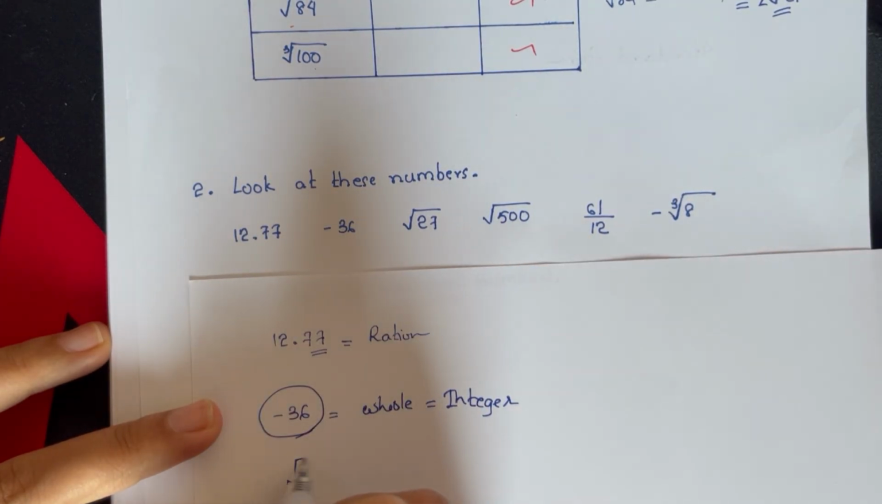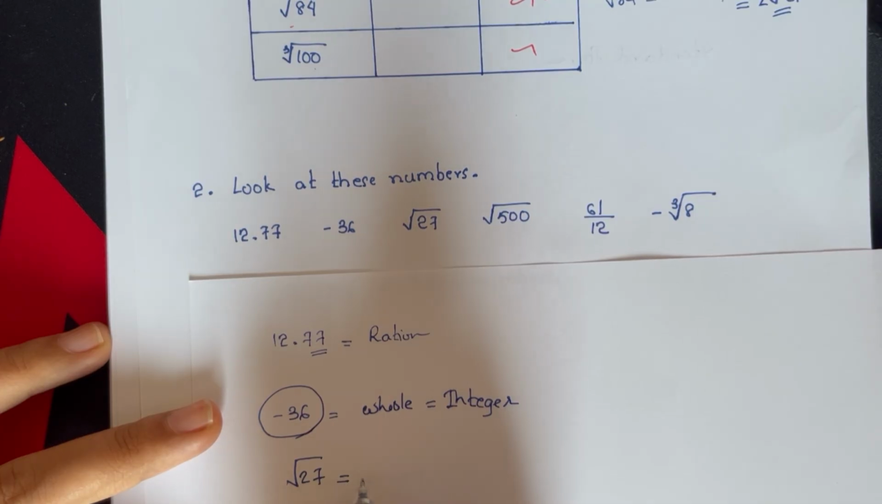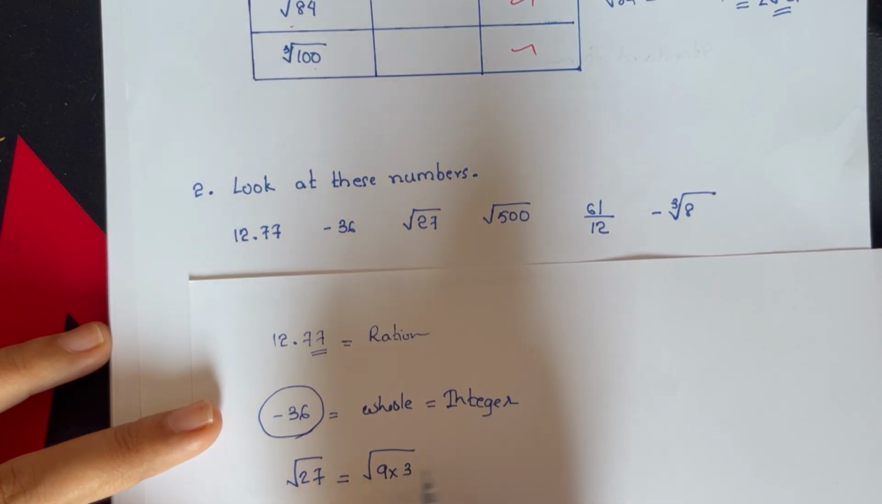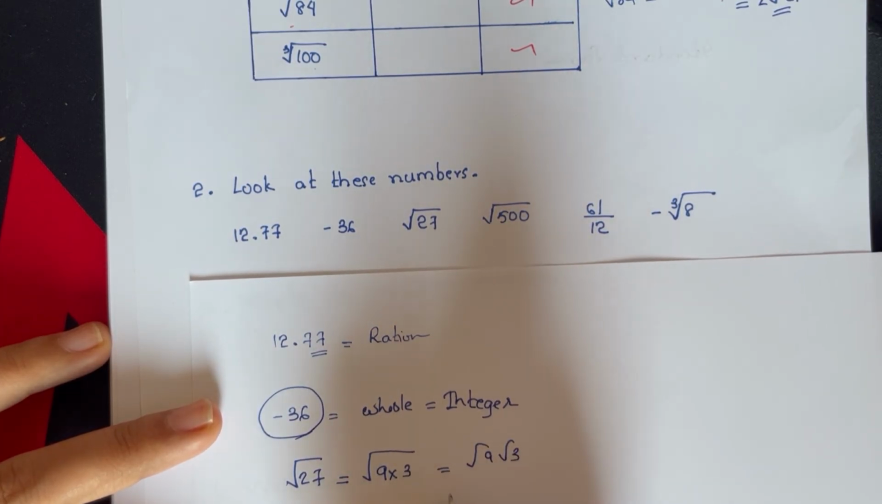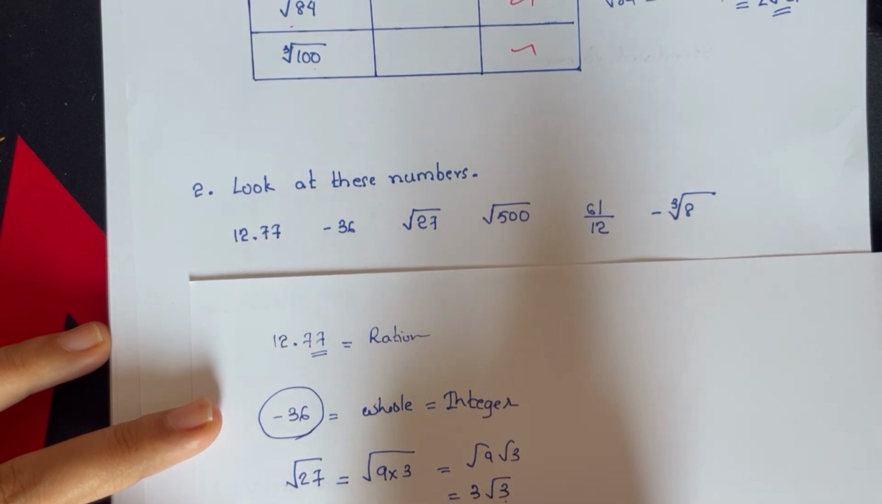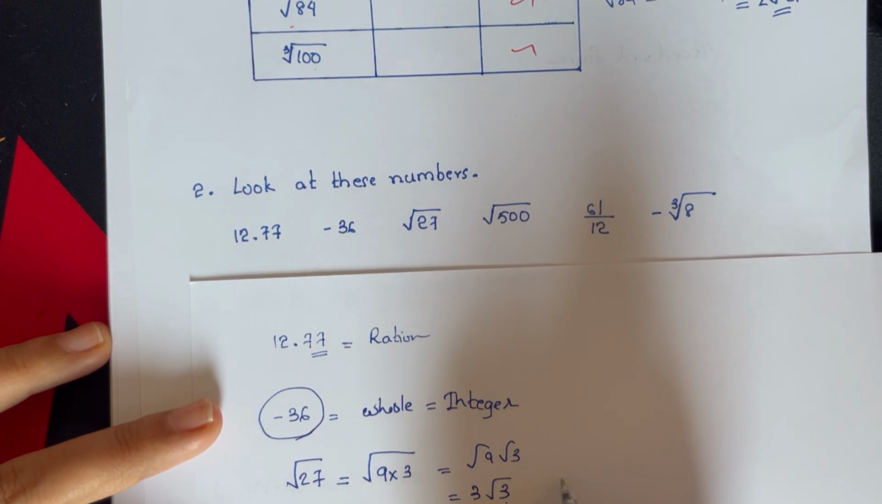And root 27. Root 27 means 9 times 3, so it equals root 9 root 3, so it equals 3 root 3. Root 3 is irrational, so this is an irrational number.